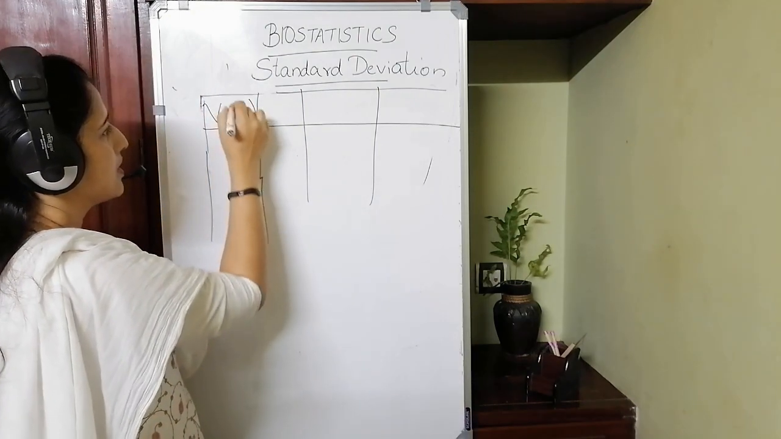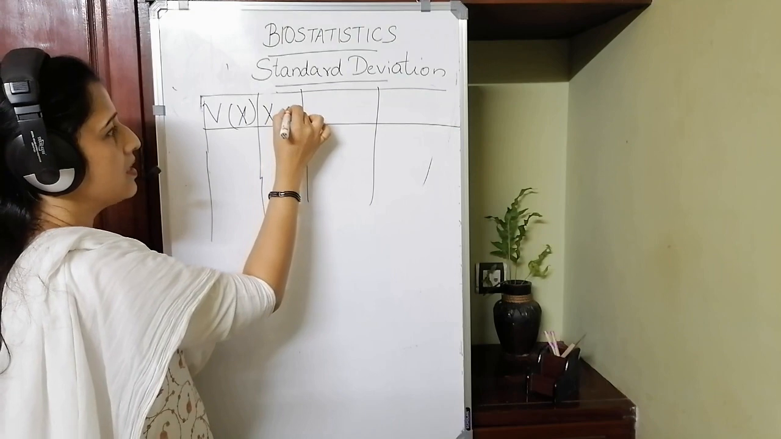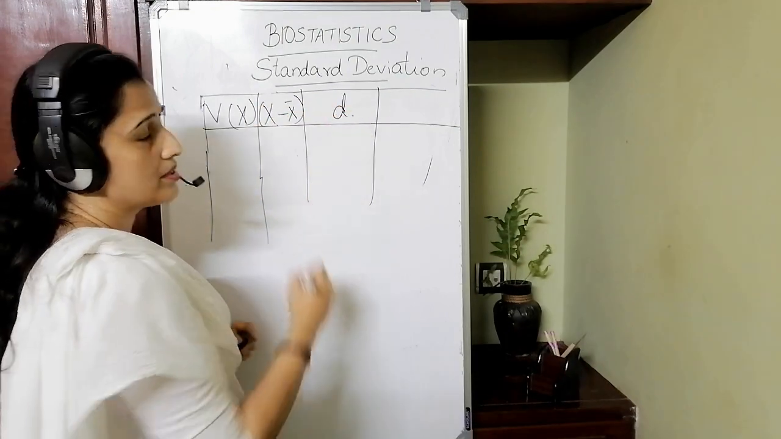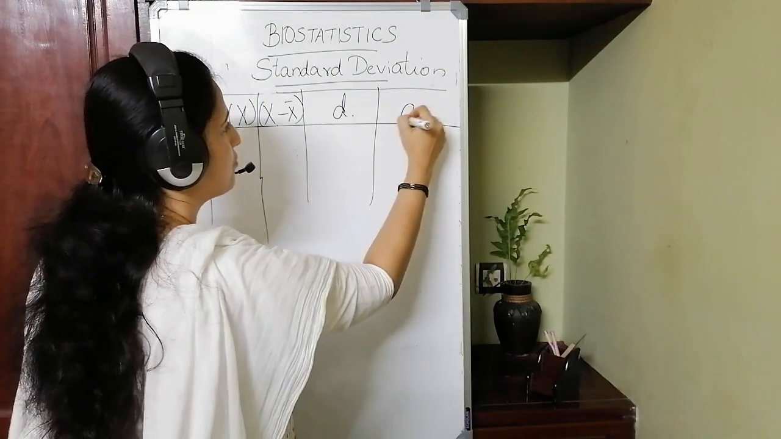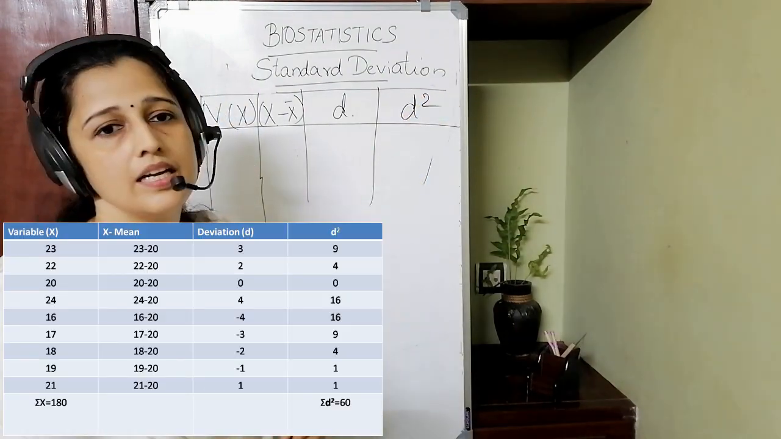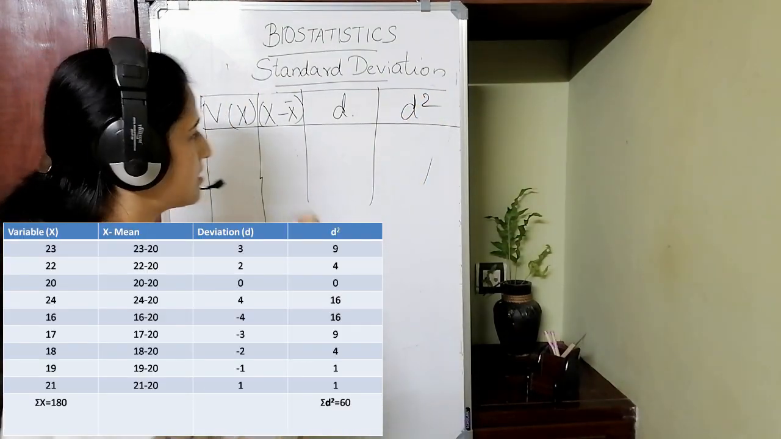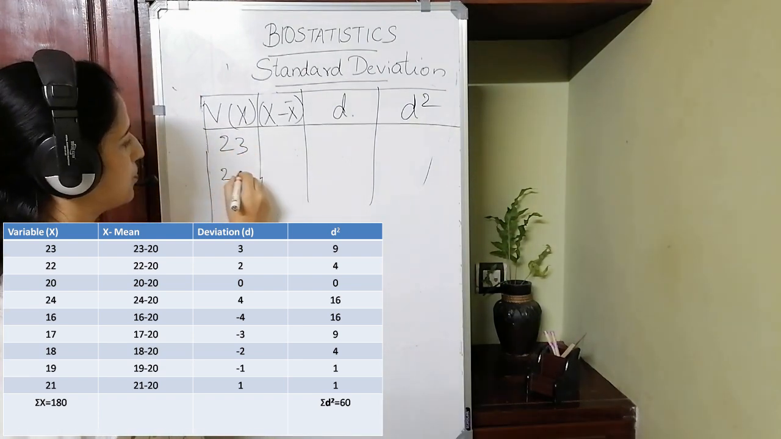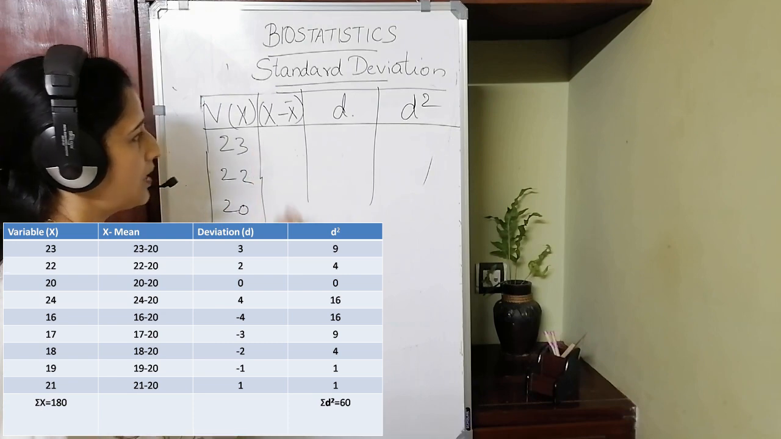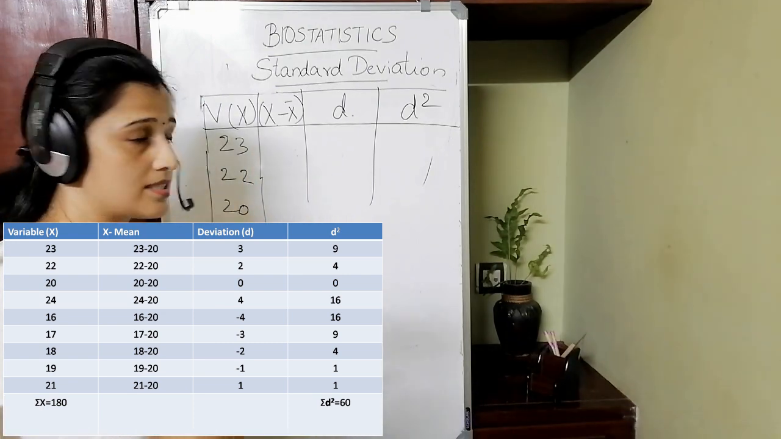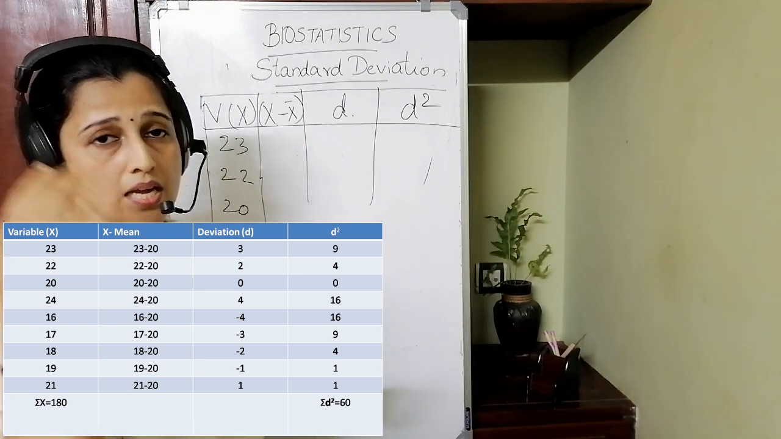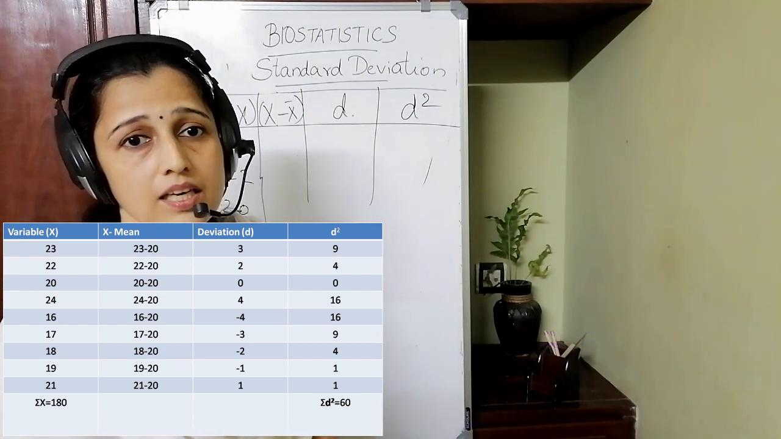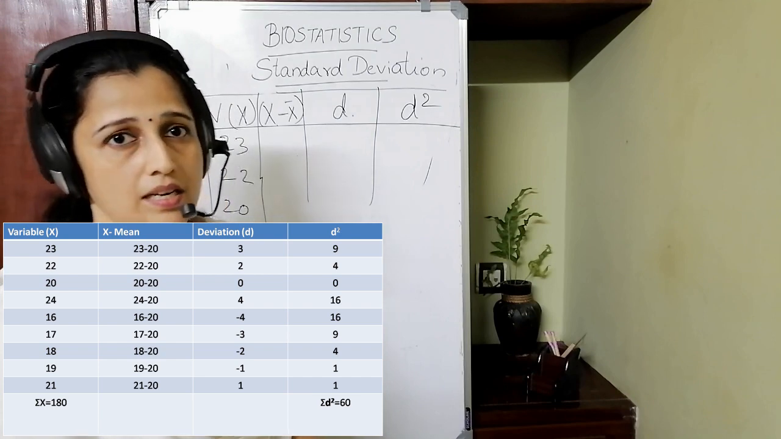or x. Second for x minus arithmetic mean, the answer for this, that is deviation. And the fourth column, square of deviation. And you have to complete this table, that is 23, then 22, 20, and so on. And in this column you have to subtract, that is x minus x bar. So after making the columns, the next step is to find the arithmetic mean.